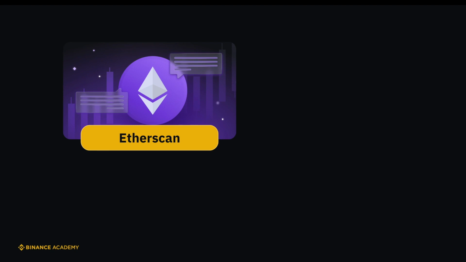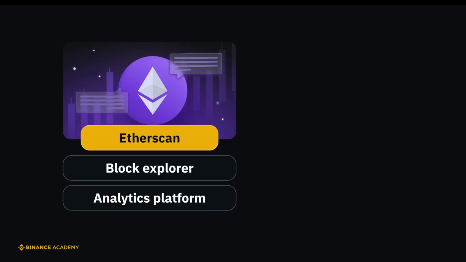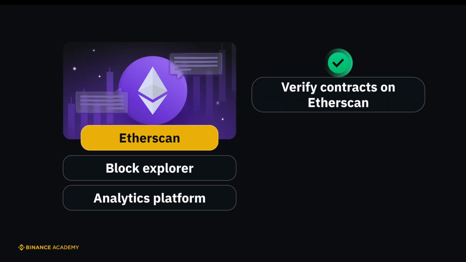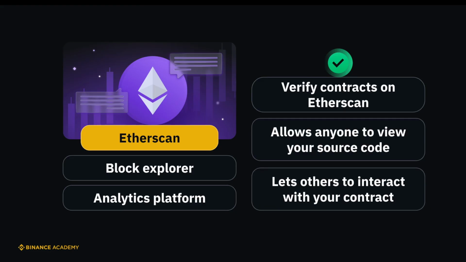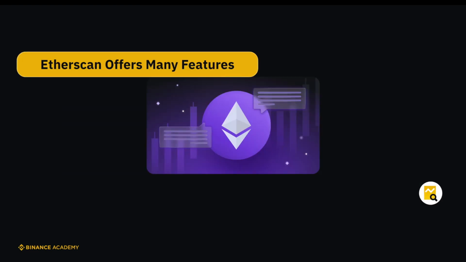Having discussed the crucial steps of deploying smart contracts and addressing their immutability, let's delve into an invaluable tool associated with Ethereum-based smart contracts, Etherscan. Etherscan is a block explorer and analytics platform tailored for the Ethereum network. By verifying your smart contract on Etherscan, you make it transparent, allowing anyone to view your source code and interact with your contract.